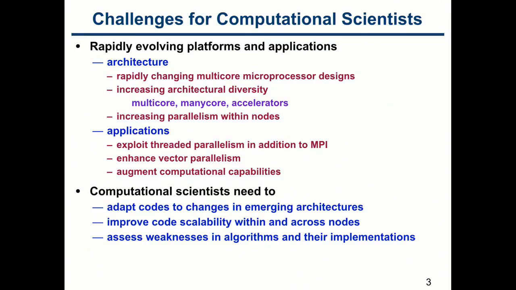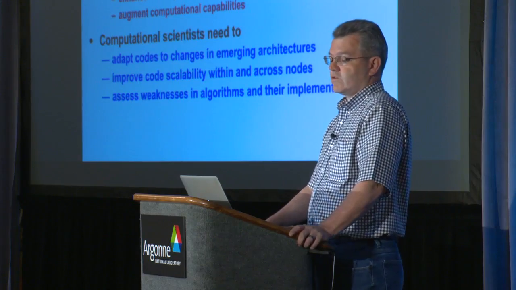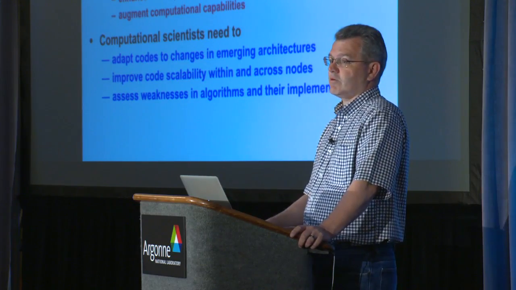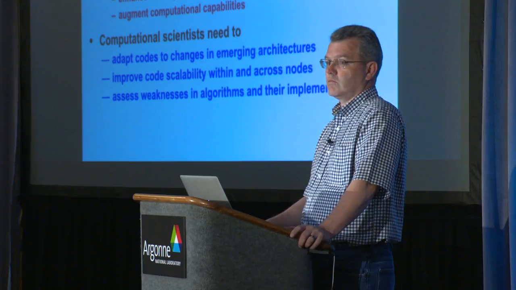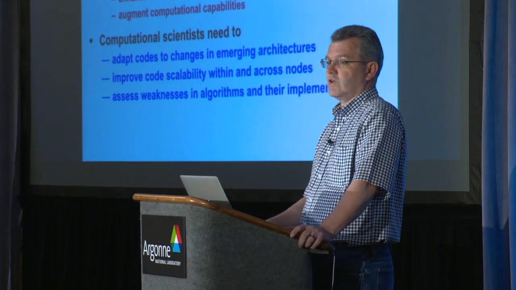So the challenge for you as computational scientists is that the platforms are rapidly evolving and the applications are becoming more sophisticated over time. There's been rapid change in multi-core microprocessor design. We've gone from just a few cores a decade ago, and now we're heading to 70 cores and 4 times as many threads.